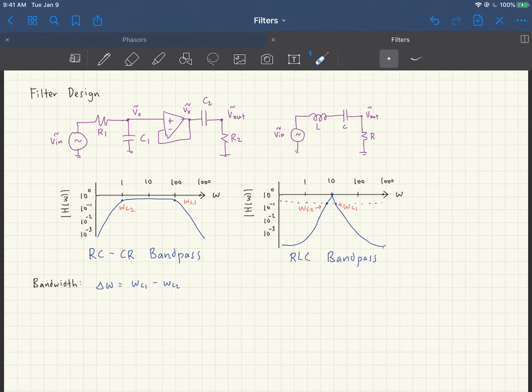And when it comes to designing these filters, the real trade-off is in the bandwidth, in that the RC/CR has a very large one, let's say 1 to 100, so a bandwidth of 99, whereas for the filter over here, I think we said the bandwidth was 3 or something, where omega C1 minus omega C2 was equal to 3. And it depends on what we want from our filter as well. If we want our filter to capture a very wide range of frequencies, then we want an RC/CR bandpass. Whereas if we have a very narrow range of frequencies we want to capture, then we're going to use an RLC bandpass.